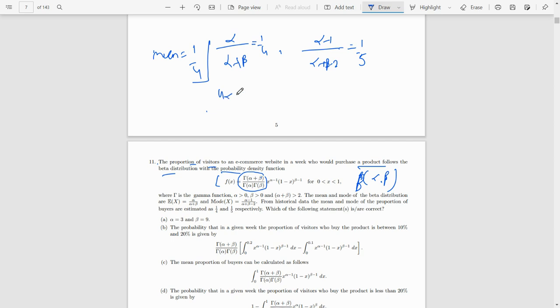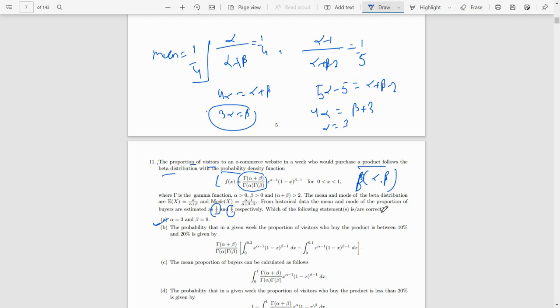Using these two things, you can calculate alpha and beta. 4 alpha is equal to alpha plus beta, which means 3 alpha is equal to beta. Using the second equation, 5 alpha minus 5 is equal to alpha plus beta minus 2. Then 4 alpha is equal to beta plus 3. Put beta equal to 3 alpha, then alpha is equal to 3, and beta is equal to 9. So this option is correct. You have to solve this on the basis of the values given in the question. You can do this by yourself.